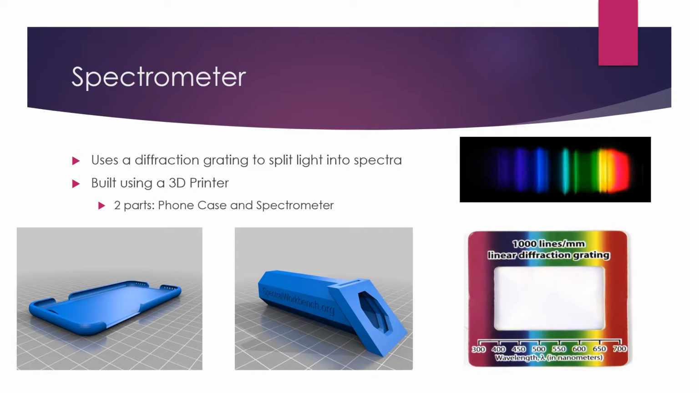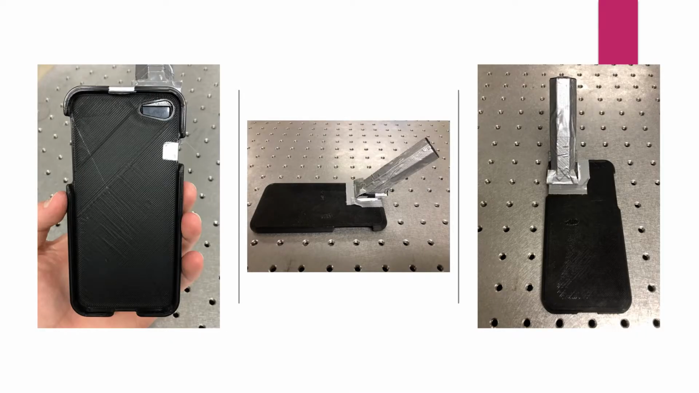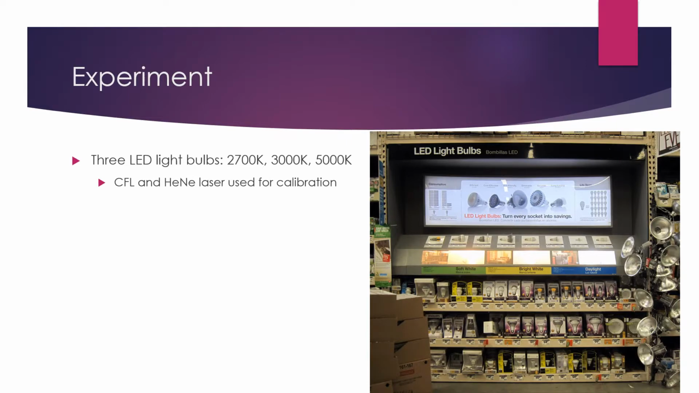The phone case and the spectrometer were printed and then attached to each other by duct tape. When placed on the phone, the hole in the spectrometer aligns perfectly with the camera on the phone. Here is the finished product. Note that the spectrometer is attached to the phone case at a 45-degree angle. To complete the experiment, the spectrometer was assembled and calibrated.